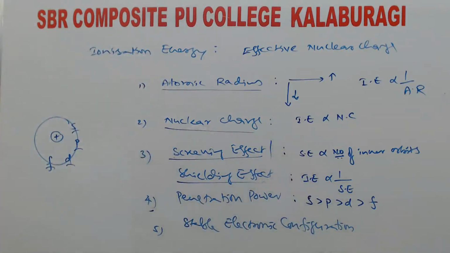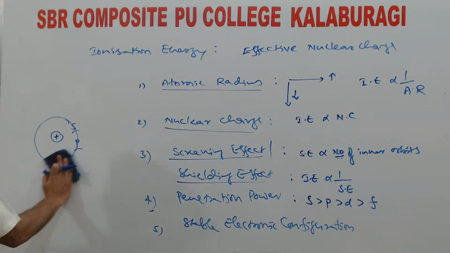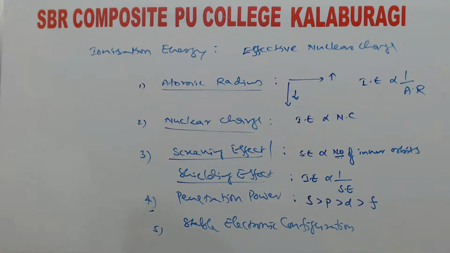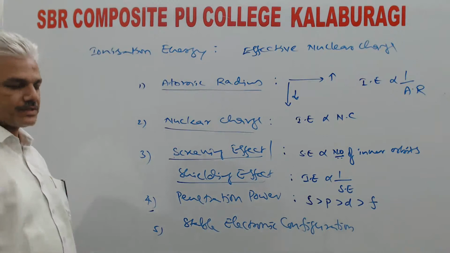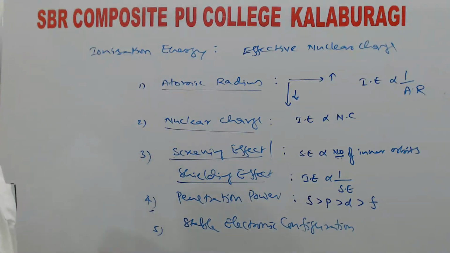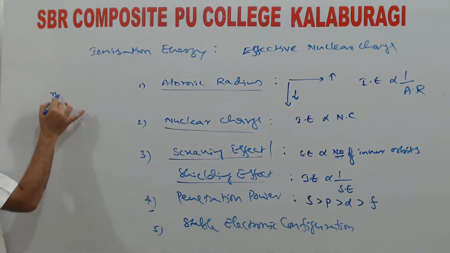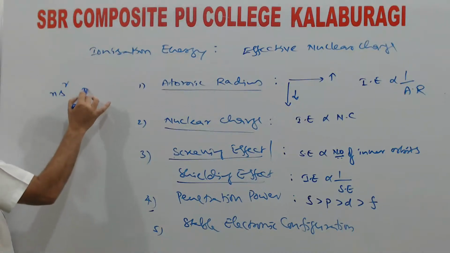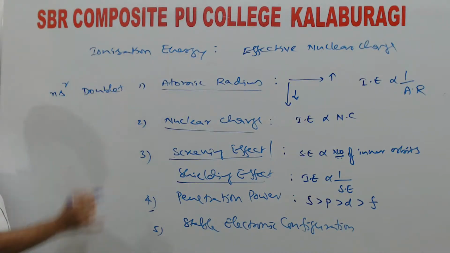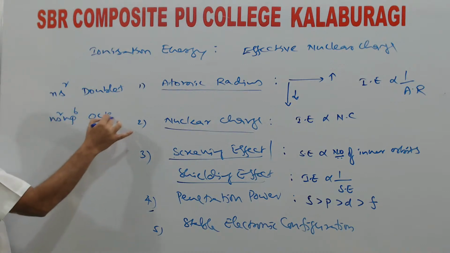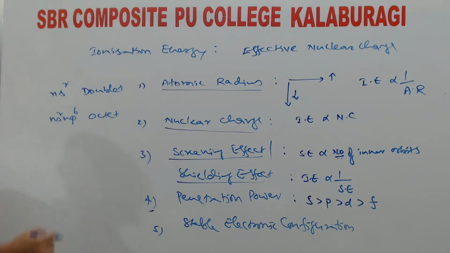Then last is stable electronic configuration. Some of the configurations are considered to be more stable. So whenever we come across stable configurations, suddenly there will be increase in the ionization energy values. The stable electronic configurations are ns2, known as a doublet configuration. Then ns2 np6, it is known as an octet configuration.